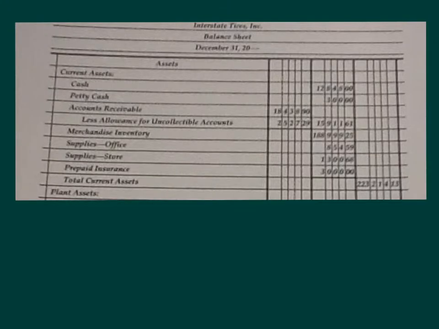Refer to your worksheet and set up your 3-line title: who, what, when. Interstate Tires, balance sheet, December 31st of the current year. You're going to place your title for assets, center that section title, and now we're going to prepare the current asset section. Simply refer to the balances shown in your worksheet, placing them in the second column.